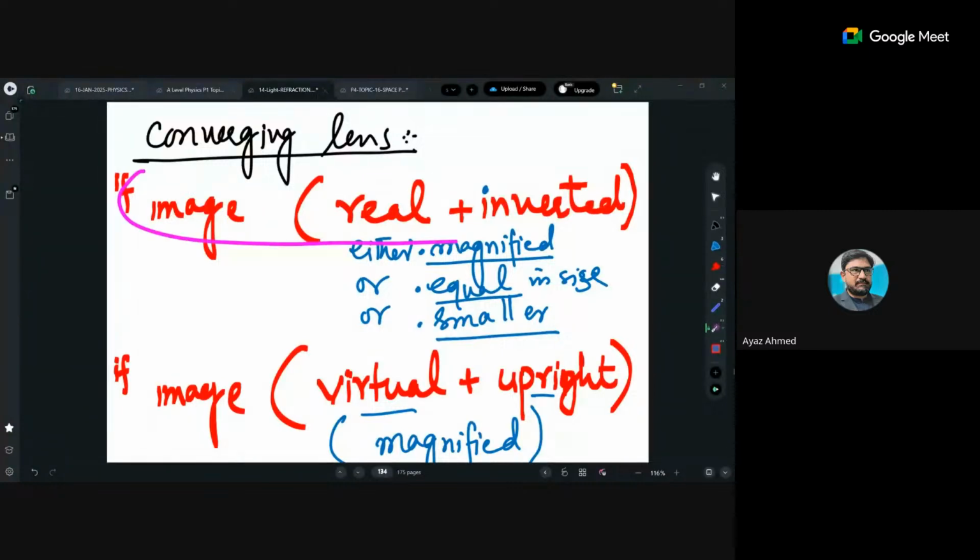When it will be real, it will always be inverted. Yani, an image can be real and inverted. Are you getting my point? So a real image is basically inverted. Whenever it is real, it will be inverted. They are compulsory to each other. And when it will be virtual, it will be upright.